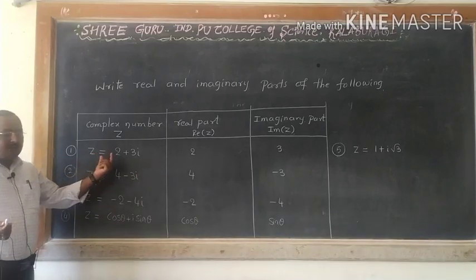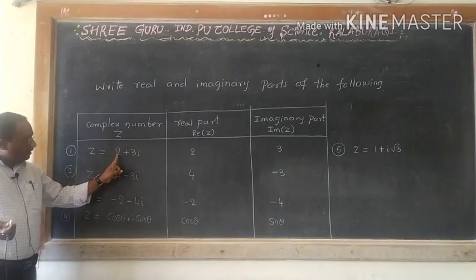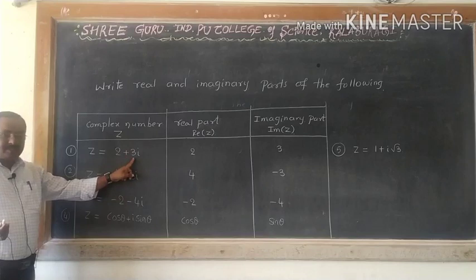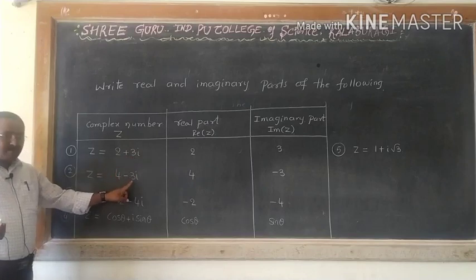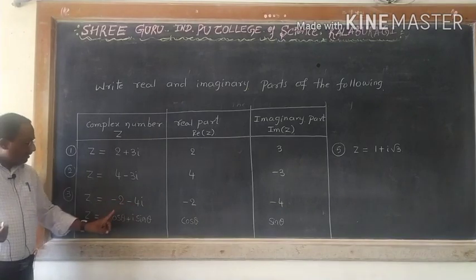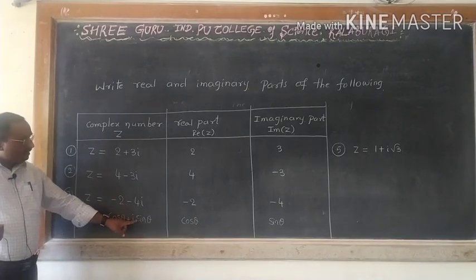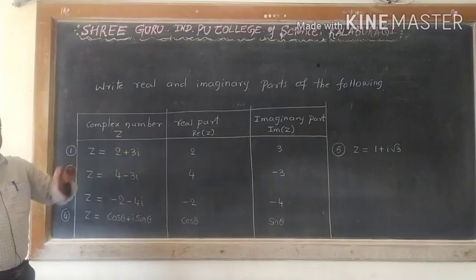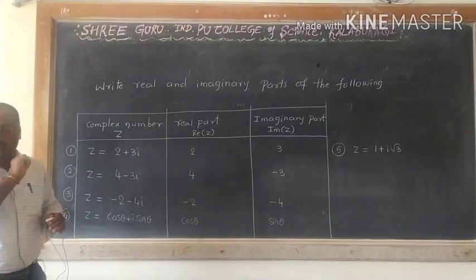Z is equal to 2 plus 3i, here 2 is the real, 3 is the imaginary. 4 is the real, minus 3 is imaginary. Minus 2 is real, minus 4 is imaginary. Cos theta is real, sin theta is imaginary. Next, that is the fifth one, example, do it at home.